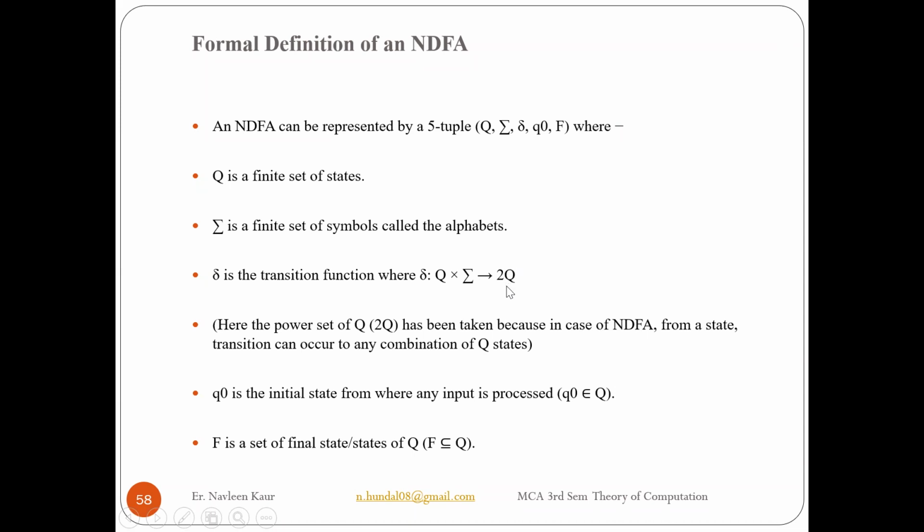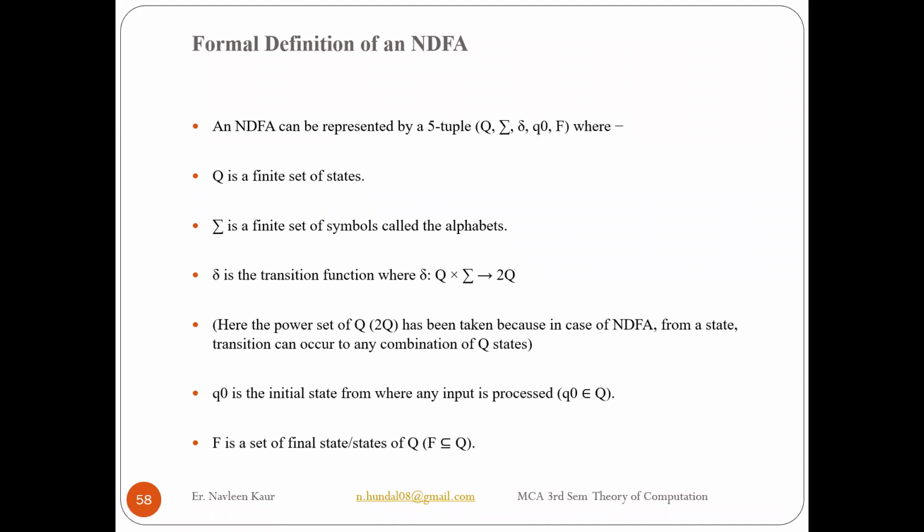So if there are 3 states, what will be the next state? The chances are 2 raised to power 3. You can move to different combinations. The next state is not determined. Previously in DFA, it is only Q, which means the next state is determined. But here it is, you can say, permutation chances. There are 2 raised to power number of states chances.